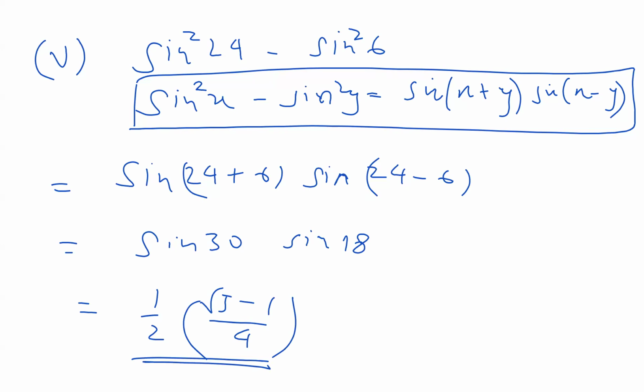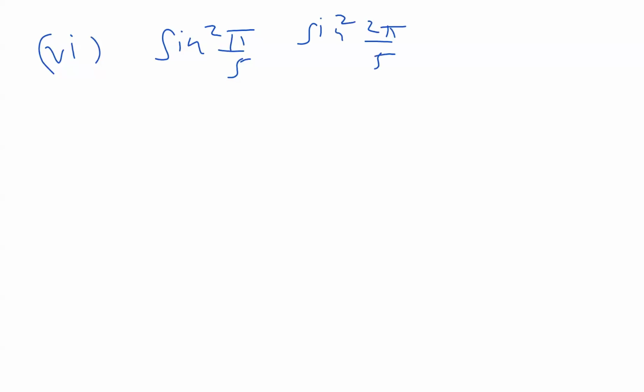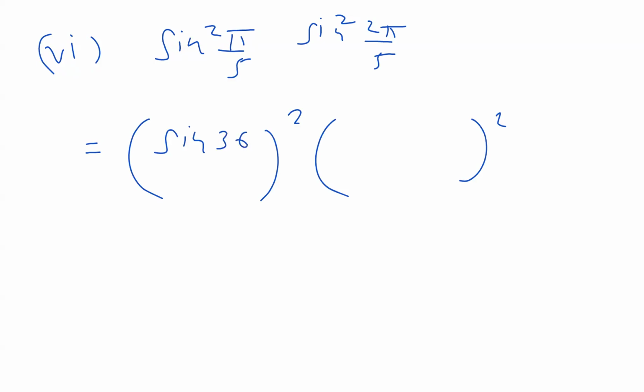One last question, sub question 6. Sine square pi by 5 plus sine square 2 pi by 5. So this will be, pi upon 5, 180 by 5, 36. And this will be 2 into 180 by 5, so 2 into 36, 72.